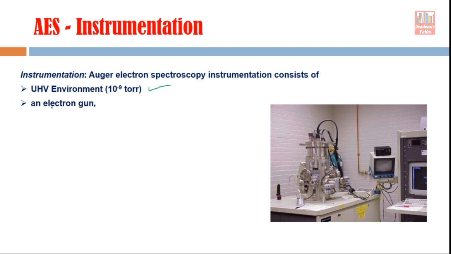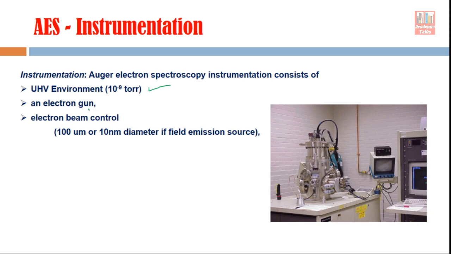Then we should have an electron gun, because we have to generate electrons, and that electron should move in the form of a beam. So that beam control is also necessary. The diameter of the beam should be as small as possible. Most of the time it is 100 micrometer, but a 10 nanometer diameter beam is also possible if we use a field emission source for the electrons. So both these possibilities exist: 10 nanometer in case of a field emission source, otherwise we can have 100 micrometer.